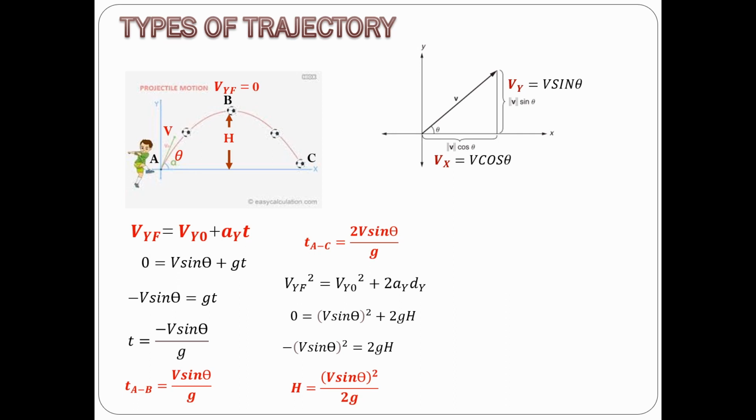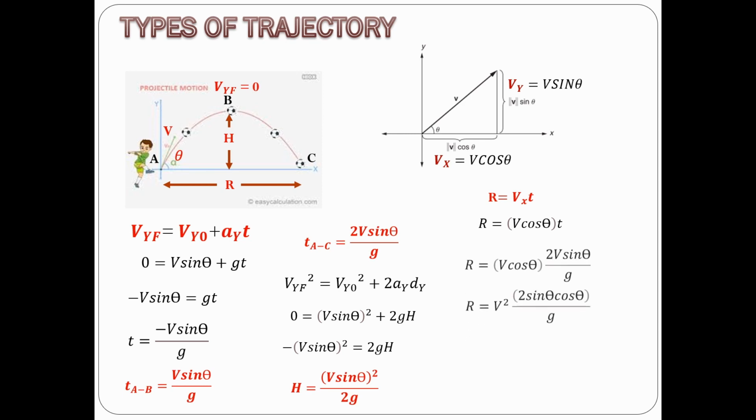Now how can we derive the equation to calculate the range, which is the displacement from A to C? We said that the range is R equals vx times T, where vx is equal to v cosine theta. So the equation will become R equals v cosine theta times T. And what is T? T is the time from A to C, which we already determined.